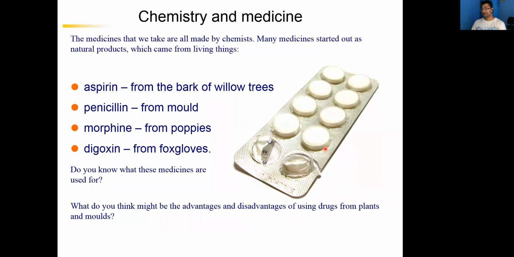Okay. Can anyone identify what this medicine is used for? And the advantages and disadvantages of using drugs from plants and molds. Can anyone identify? You're saying paracetamol? Could be. Basically, we don't know. But what I can say is that I intentionally made it to confuse you. This drug is basically aspirin, because I made it. If you put the aspirin in water, you will see big bubbles.